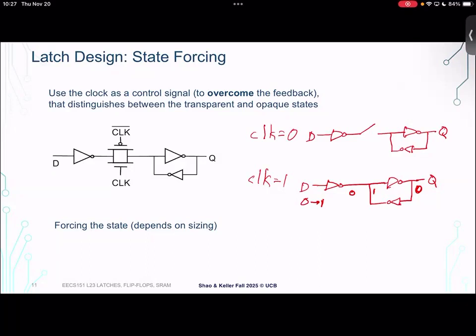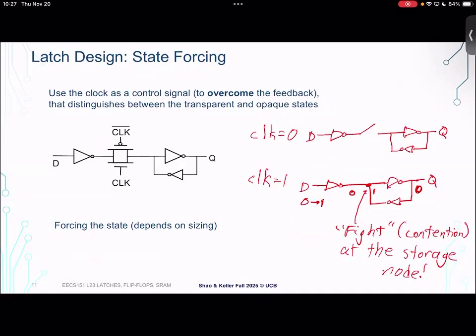So we have a fight at this node. This is called contention. This would show up as an X in your simulation in RTL. So that seems bad. How do we deal with this?